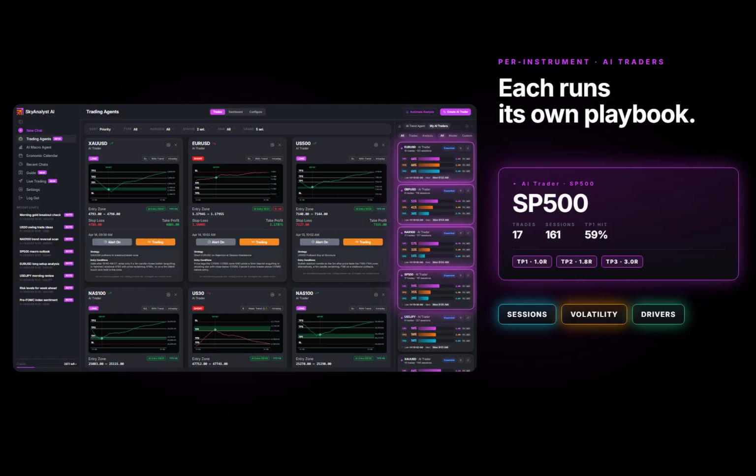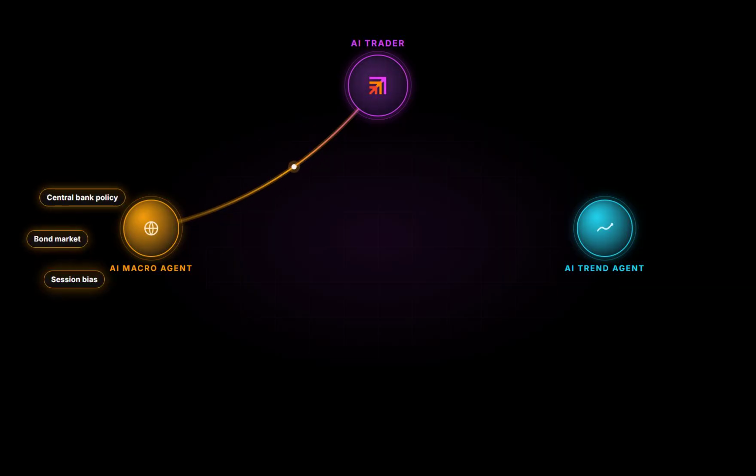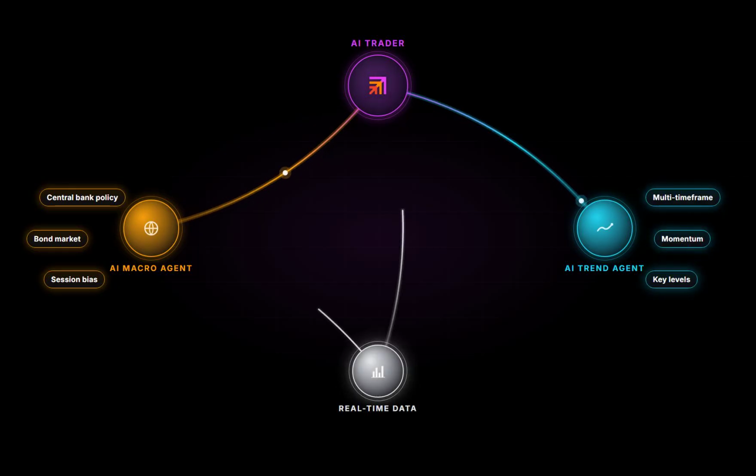And the AI trader doesn't work alone. It calls in the macro agent, central bank policy, the bond market, session bias. It calls in the trend agent, multi-time frame structure, momentum, key levels. And the data behind it is just as deep.